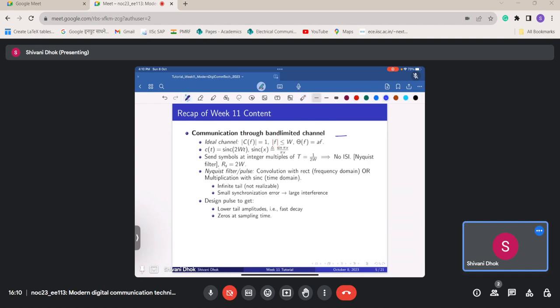frequency domain response is like this, and your theta, that is the phase of this thing, is linear, something like this. If this C(f) is rectangular, then its equivalent in time domain will be a sinc function, which is given by this formula. So this quantity here is the channel impulse response.